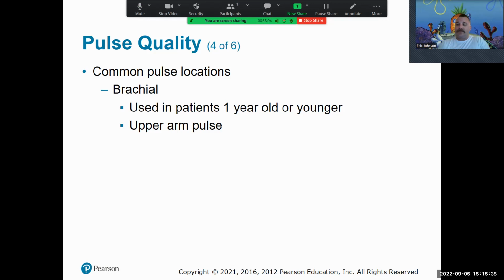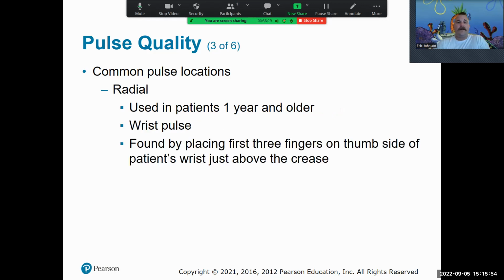Anyway, this is going to be our primary pulse location for patients under the age of 1. This is the only place that we're going to be checking on a patient that is under the age of 1, responsive or unresponsive, so it doesn't matter. We go back one slide to the radial. We're using this on patients that are 1 year or older and they are conscious or showing signs of life. We'll get to that in a moment.